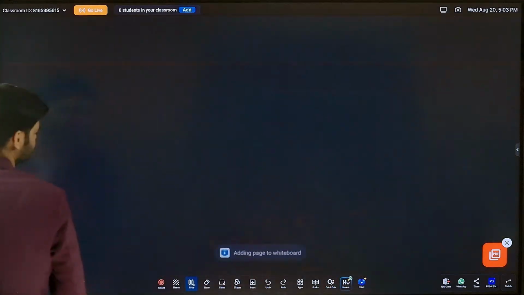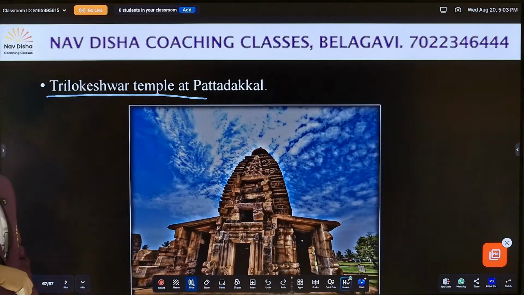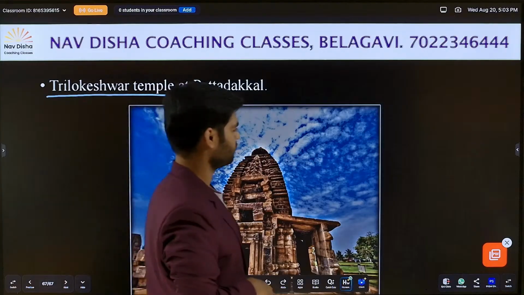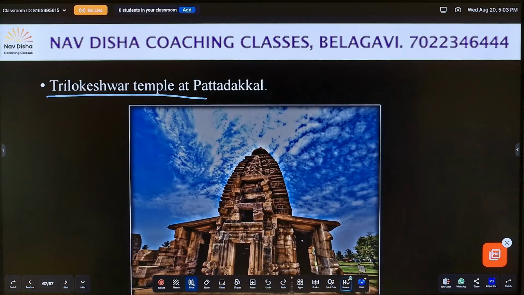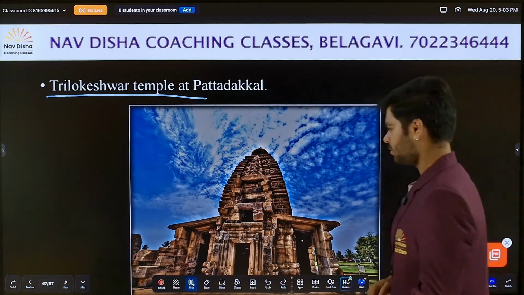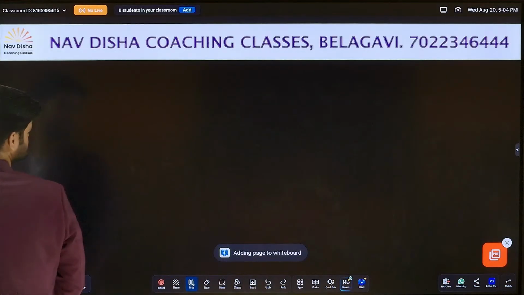Okay, next. Trilokeshwar temple at Pattadakkal. Trilokeshwar temple at Pattadakkal. Done? Yes.